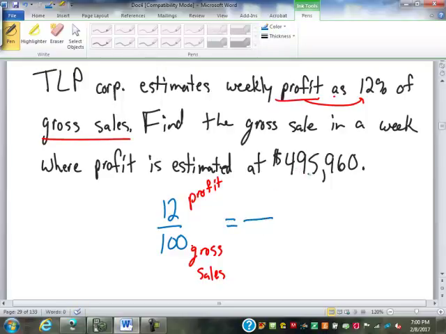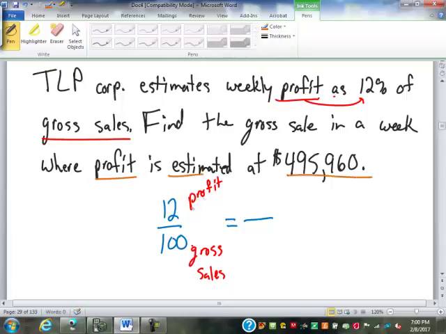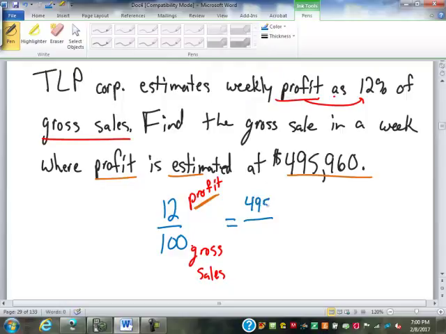So the 495 then on the bottom. The 495, what does that represent? Profit. Profit is estimated at 495. Profit's right here. So that 495 has to go with the profit. What you've got to do is figure out what that 12 represents and what the 100 represents. Once I know that the profit represents 12, then when I find the other number, I know that represents profit, that has to go on top of the 12.